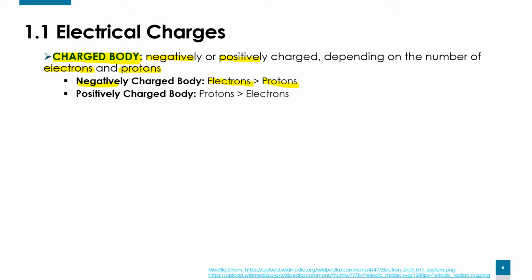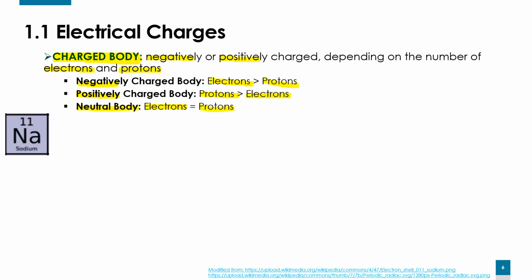And when my body is positively charged, what do I have more? I have more protons than electrons. And when I say my body is neutral, it's when both are the same. So electrons equal protons.